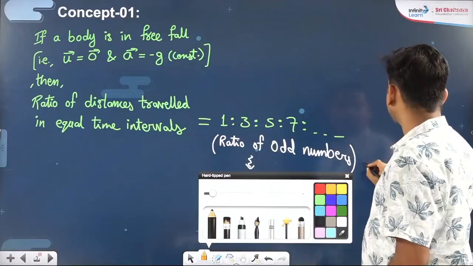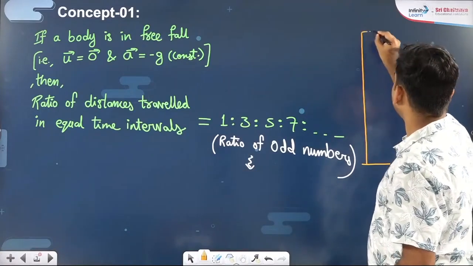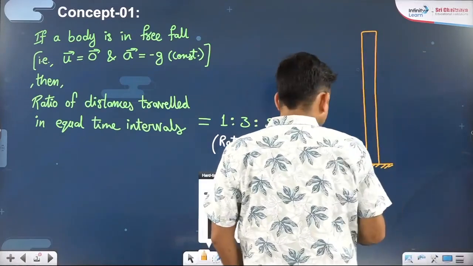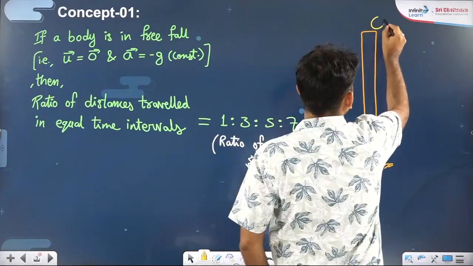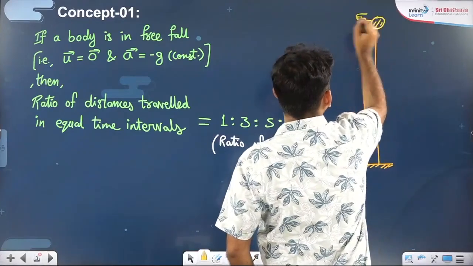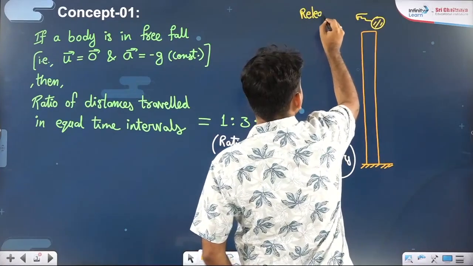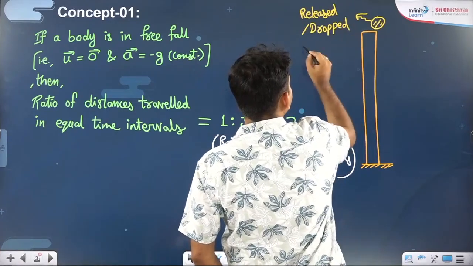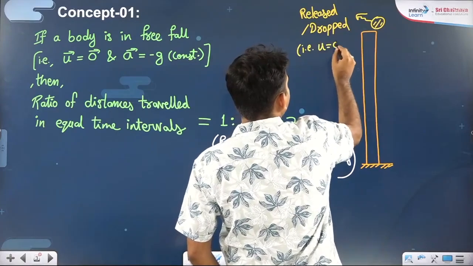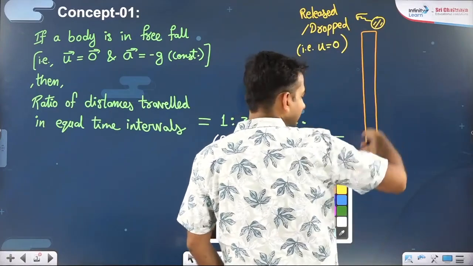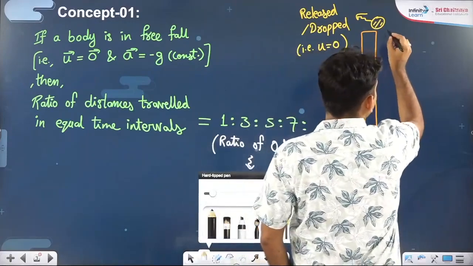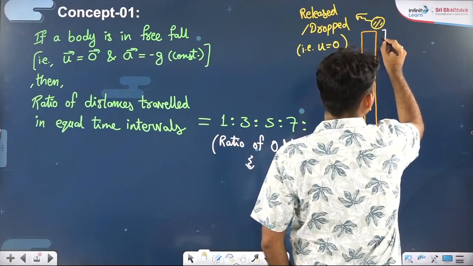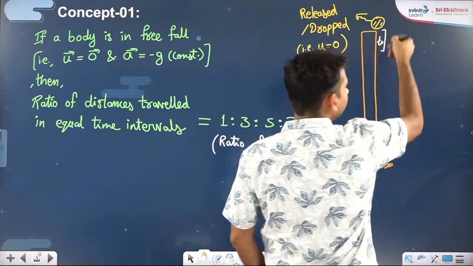What I'm saying is that suppose from the top of a tower of height h, there is a body. This body has been released. This is not thrown. This is either released or dropped. That is, your initial velocity is 0. In this case its initial velocity is 0 and obviously the acceleration is minus g, constant. If it travels a distance x in the first t0 time, naturally it will get faster.